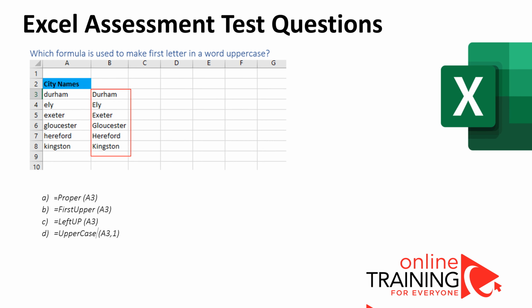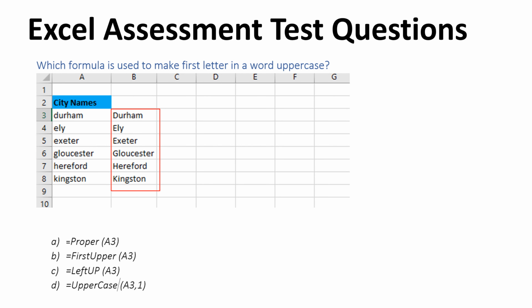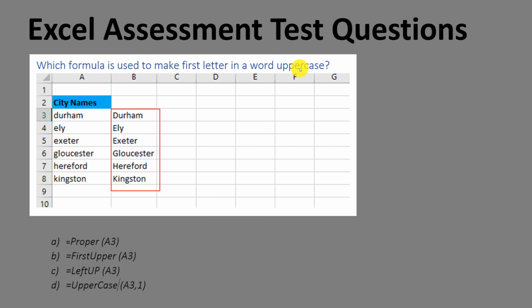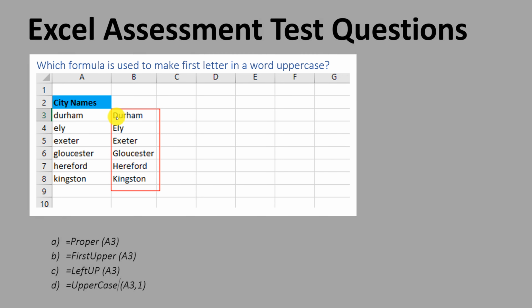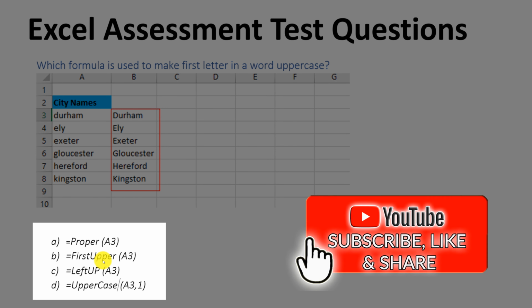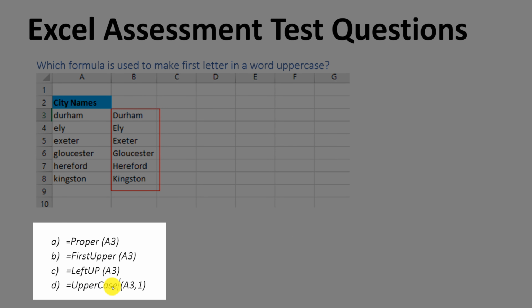Very often, you might be tested on your knowledge to manipulate Excel strings. This is a sample question in this category. Which formula is used to make the first letter in a word uppercase? What we see here on the screen, in column A, all values are lowercase. In column B, the same values are represented with only the first character uppercase. And there are 4 choices presented. A, PROPER, FIRSTUPPER, LEFTUP, and UPPERCASE. Which one would you choose?